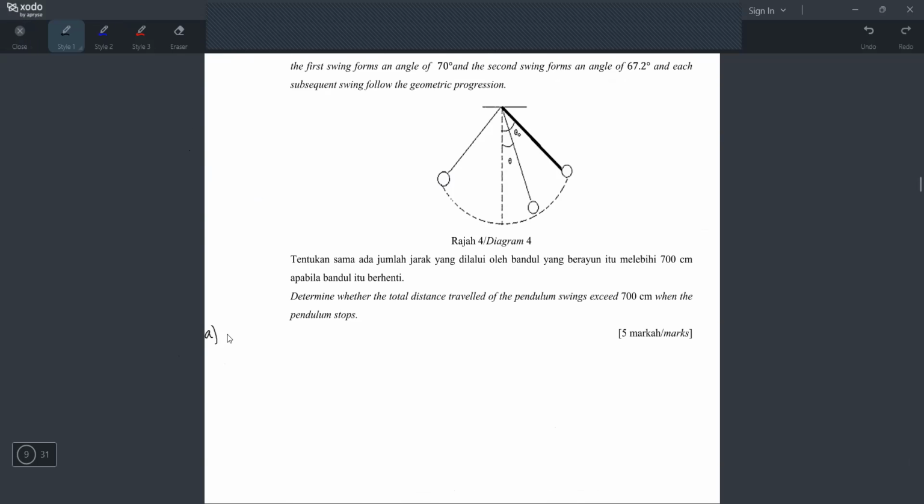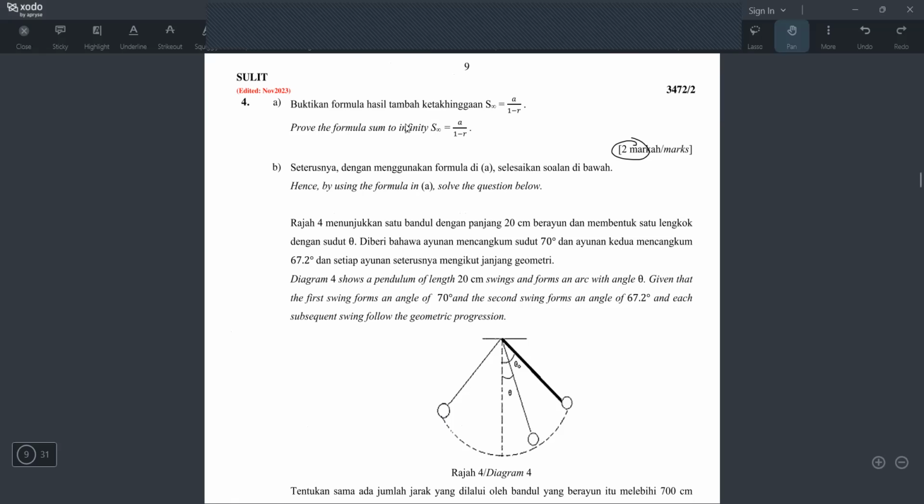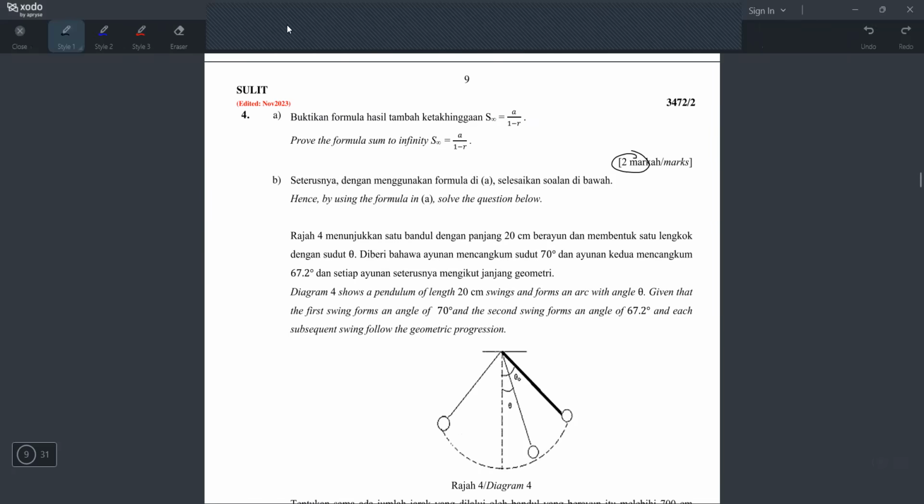So they want me to prove this formula, which is the S infinity formula, A over 1 minus R. In trial 2022 and trial 2023, they asked this type of question a lot, where they ask you to derive or prove a lot of formulas. I once saw them ask to prove the basic identity, sine square plus cos square equals 1. They asked this a lot in trial 2022, but I already explained it in my class and in my video.